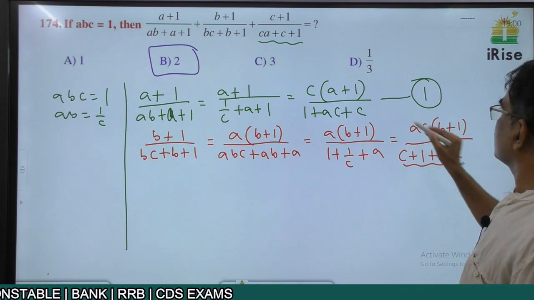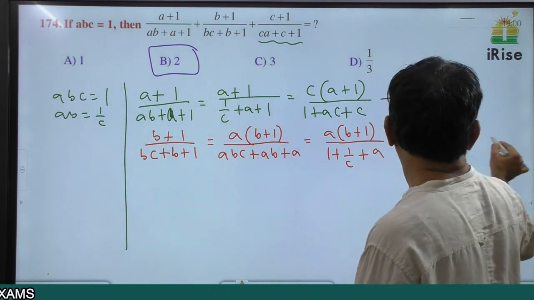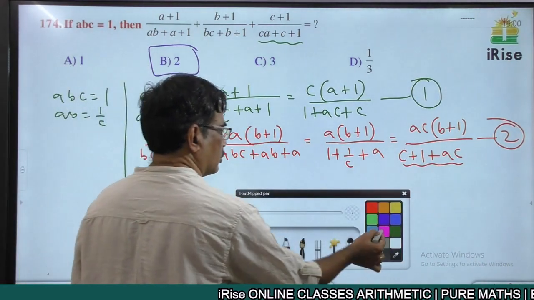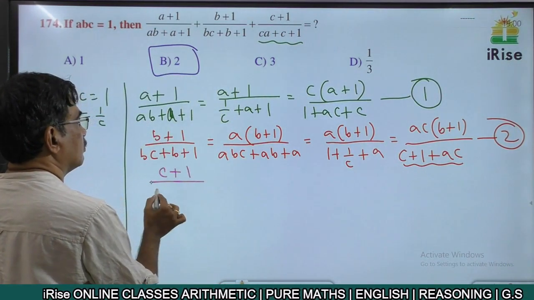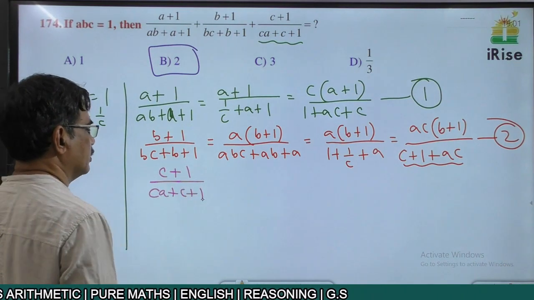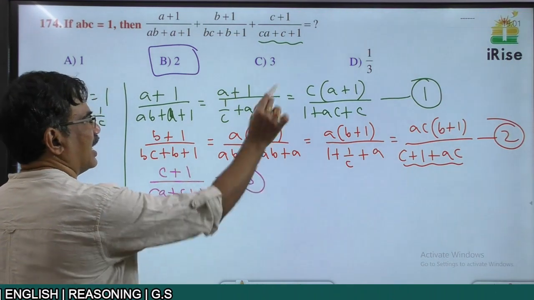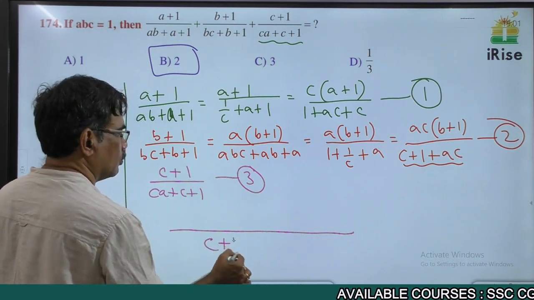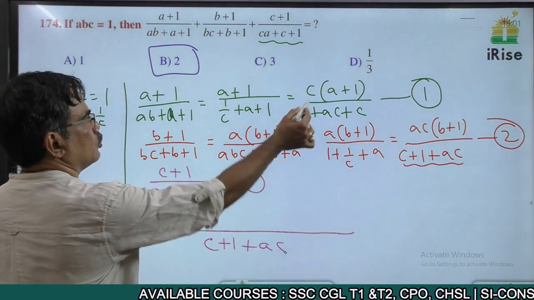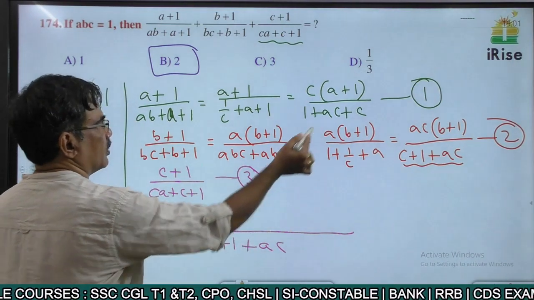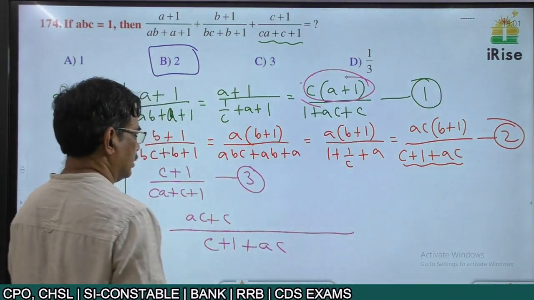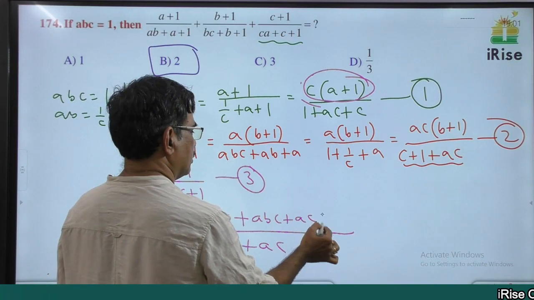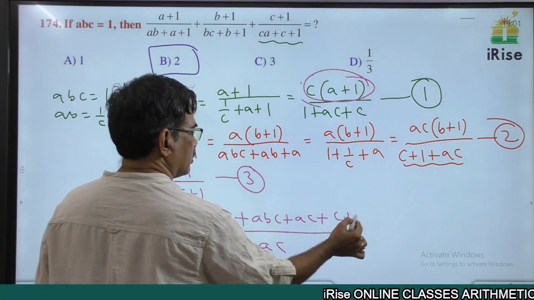Here also this denominator is same as this one. This is 2. Third part is already known. Third part is nothing but C plus 1 by CA plus C plus 1. This is 3. Add 1, 2, 3. So the denominator is same for all: C plus 1 plus AC. Write the numerators. First numerator AC plus C, plus second numerator ABC plus AC, third numerator C plus 1.